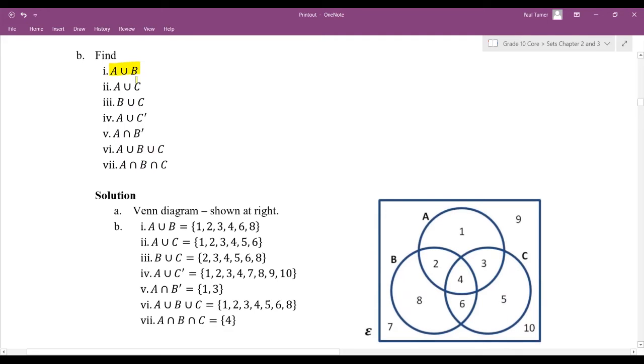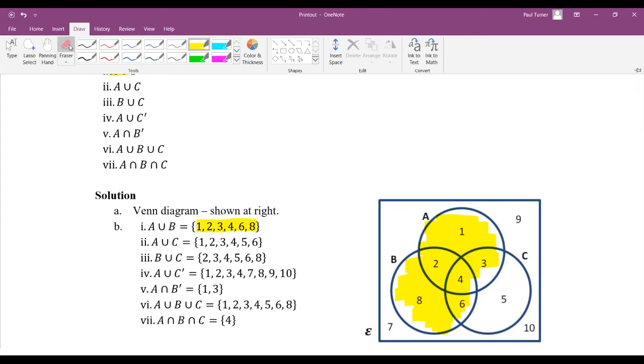So A union B. So that means everything that is in A or B or both. So that there is your A union B. And the numbers are written here. So 1, 2, 3, 4, 6, 8. Okay, so everything in A union B, including the intersection. So that's the first one.